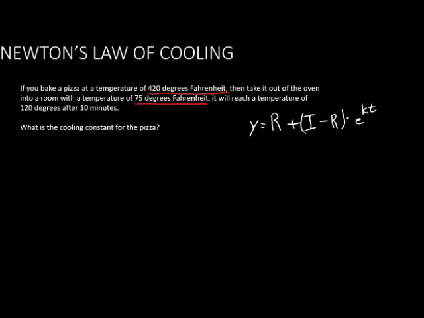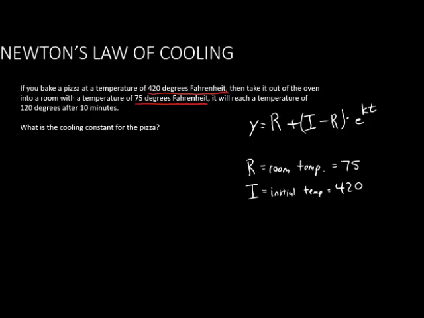Now let's briefly go over what each of the letters mean in Newton's law of cooling. The big R represents the room temperature. If we look at the question, we're starting at 420 degrees Fahrenheit in the oven where we're baking the pizza. But when we take it out into a room, that room temperature is 75 degrees Fahrenheit. That will be our R. Now the I will be the initial temperature of whatever you're trying to cook. Since our oven was 420 degrees Fahrenheit, we'll let that be our initial temperature.